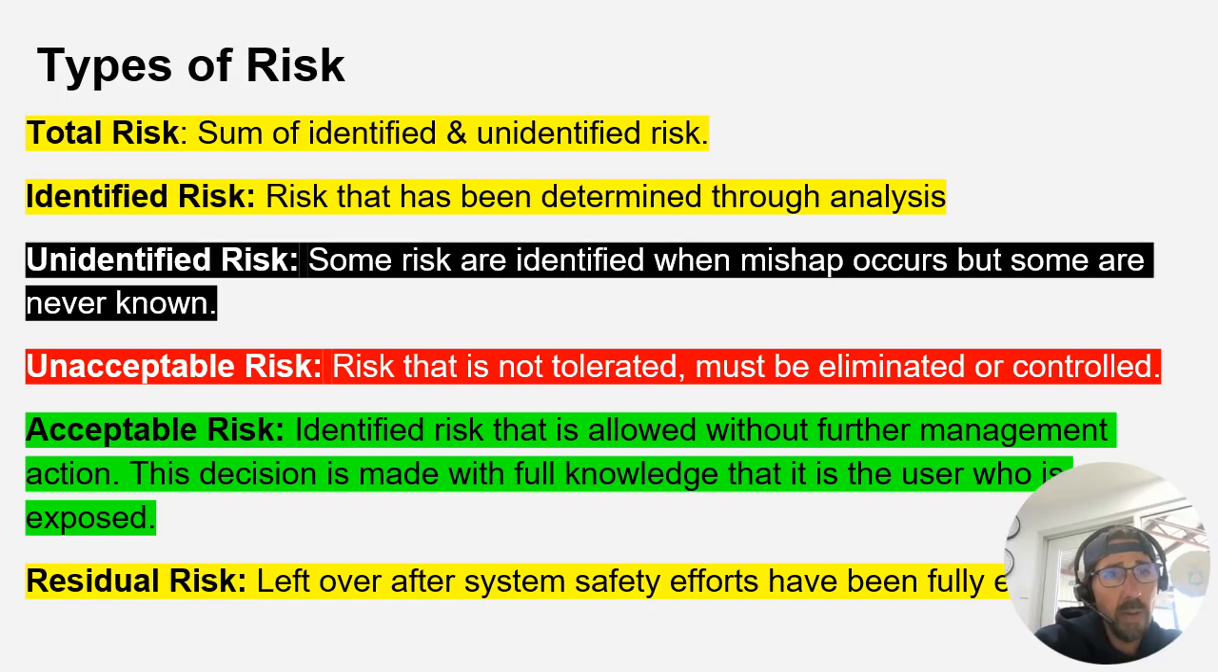All right, so let's talk about the types of risks. There are several different types: you have the total risk, the identified risks, the unidentified risks, and the unacceptable risks, which are in red. You have the acceptable risks, which are in green, and then you have residual risk.